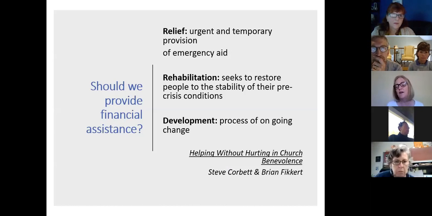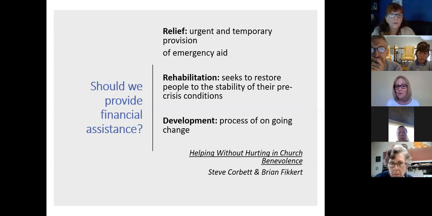So this is a slide that we use for all of our trainings. It's from the book Helping Without Hurting in Church Benevolence with Steve Corbett and Brian Fickert. I affectionately call it the Purple Book and always have it with me. But it talks about, there's really three kind of categories for poverty alleviation. And those are relief, which is urgent and temporary provision of aid. It's kind of stopping the bleeding, I guess you would say, and it's to kind of stop suffering, and it's temporary. And then kind of when the bleeding stops, then you have rehabilitation, and that's when you're trying to help restore a person along with them back to their pre-crisis condition. And then development is the process of ongoing change.